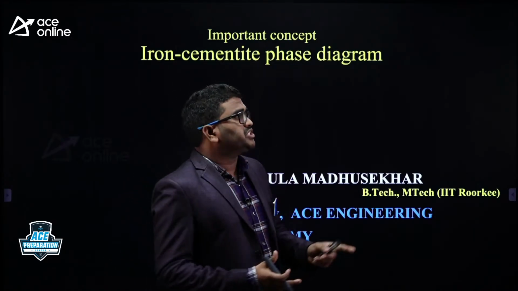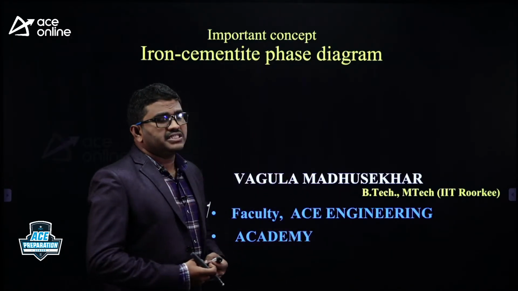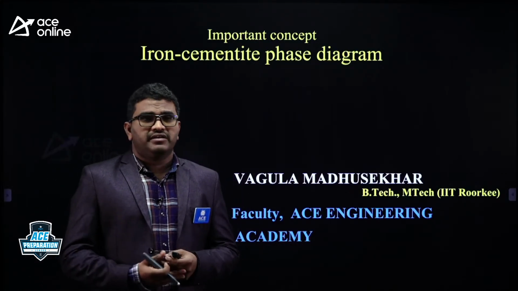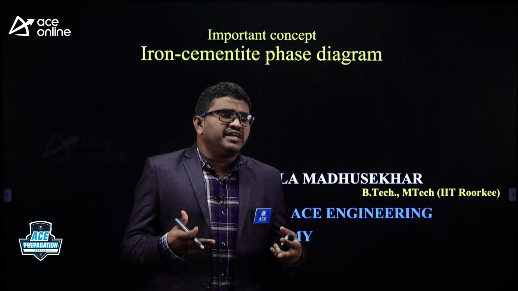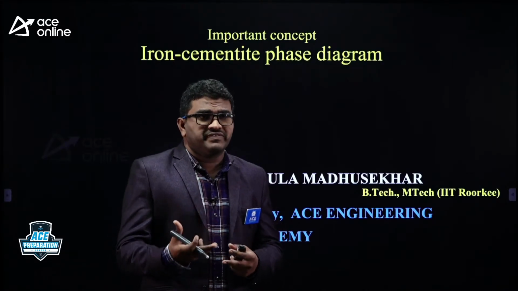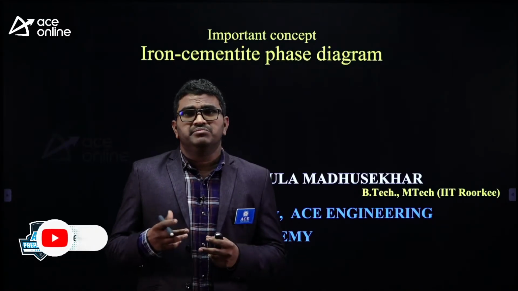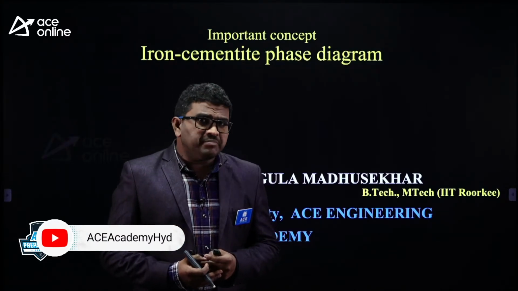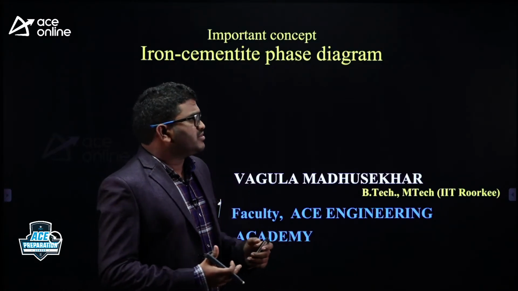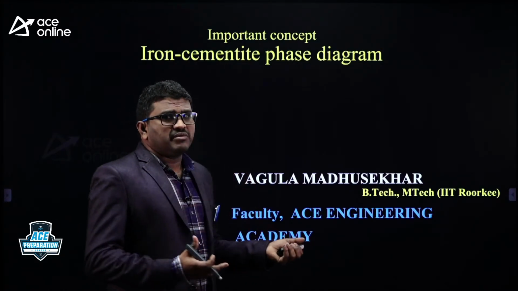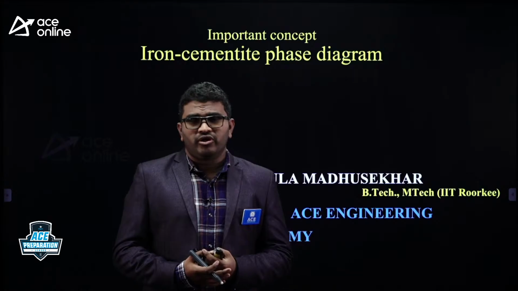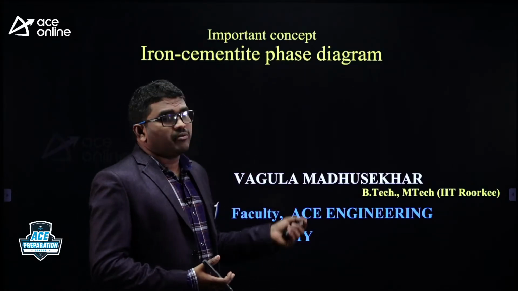That concept is actually the iron-cementite phase diagram, the iron-cementite equilibrium phase diagram. Generally, there are three types of phase diagrams, especially binary phase diagrams. One is the isomorphous phase diagram, second is the eutectic phase diagram, third is the type 3 phase diagram. But out of these three types, the eutectic phase diagram, and within it, this iron-cementite phase diagram is very, very important. That's why I selected this topic to explain here.